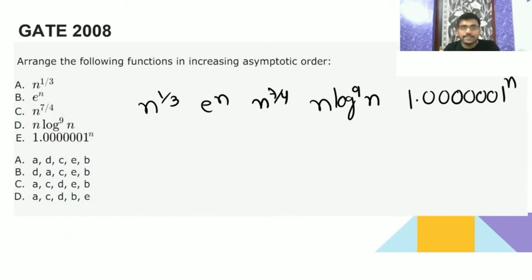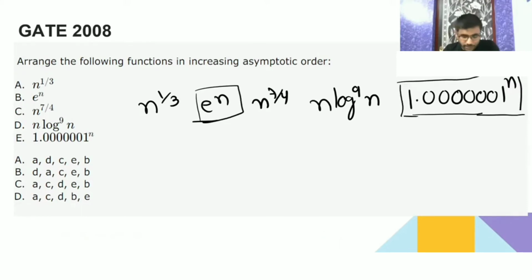See, these two things are exponential. So these two are going to be bigger than these three. This is in the exponent, so this is going to be the bigger term. Now in between e to the power n and this, which is going to be the bigger one? e to the power n is the bigger one. Why? Because e is the base, and e is greater.